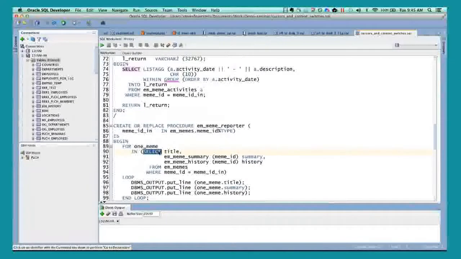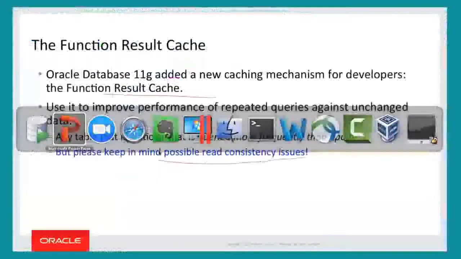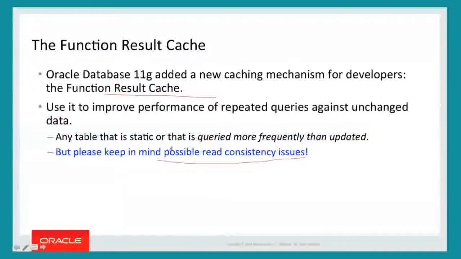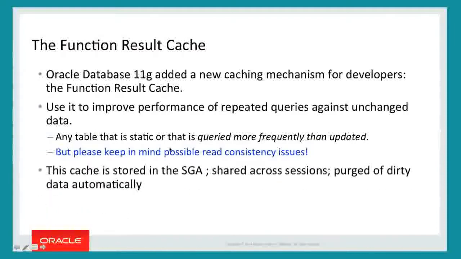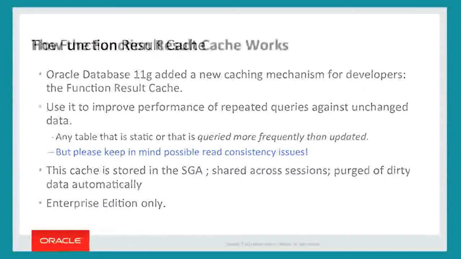So in general, whenever you're calling functions inside SQL, and those functions have SQL in turn inside them, you need to be very careful about potential read consistency issues. Now, the result cache is stored in the SGA, it's shared across sessions, and it's automatically purged of dirty data. The function result cache is a really amazing and elegant feature, available in Enterprise Edition only. But again, you do need to be careful about using it right.